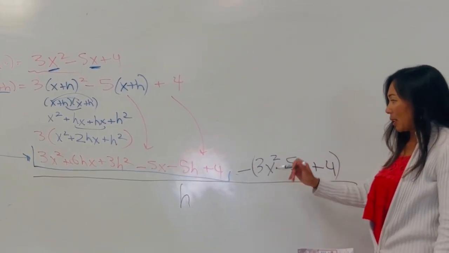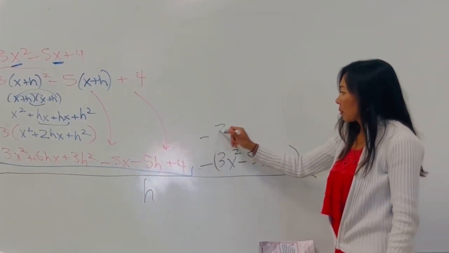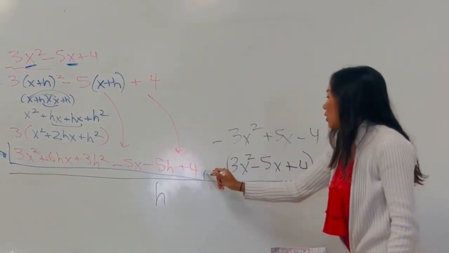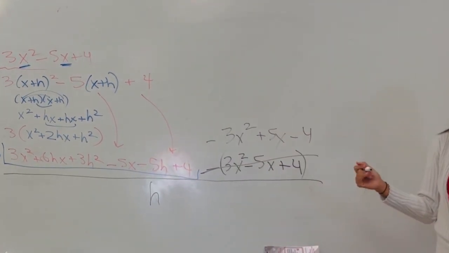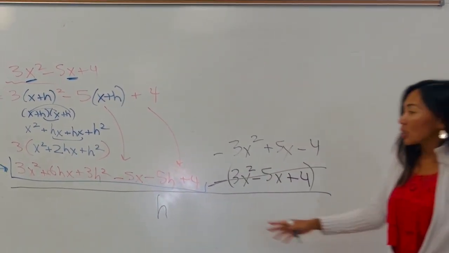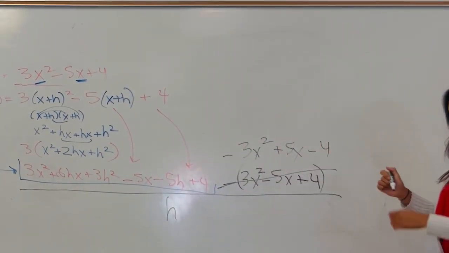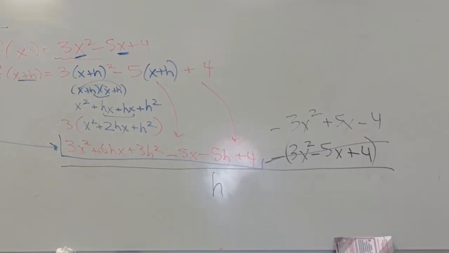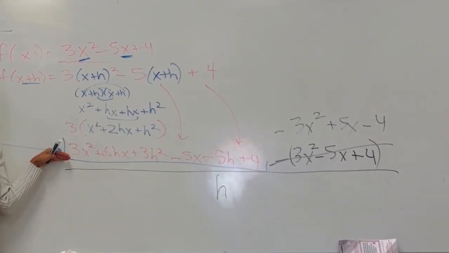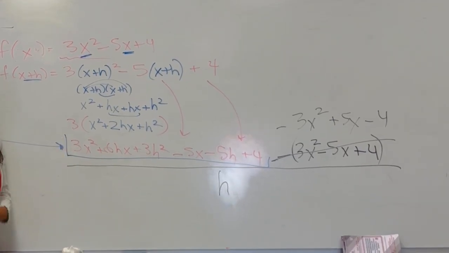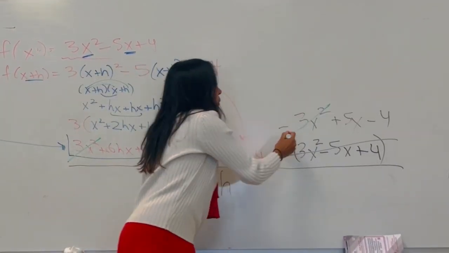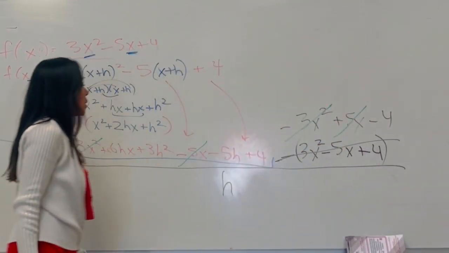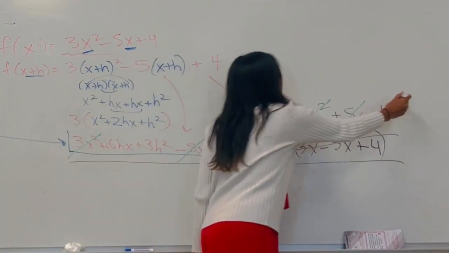So if I distribute the minus sign, what do I get? Minus 3x squared plus 5x minus 4. Great. So if I distribute the minus sign, I change all the signs inside. Great job with that. Okay, so I have this whole ugly mess. And then let's do some cleaning house. What can I cancel out? What terms can I combine? 3x squared, what else goes away? 5x. 5x goes away. What else goes away? 4. 4 goes away. Great.